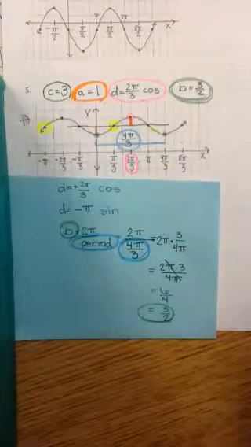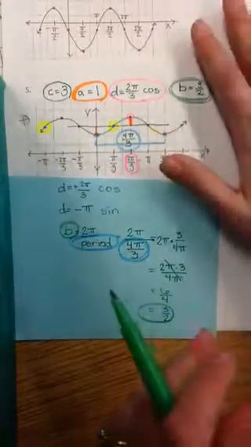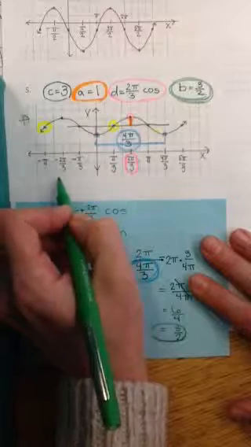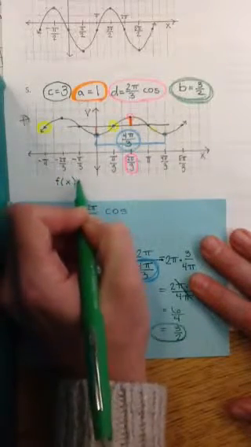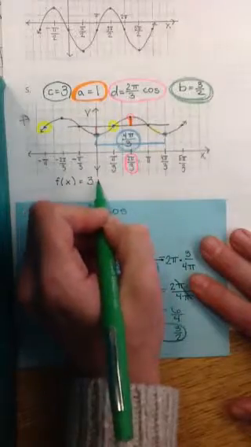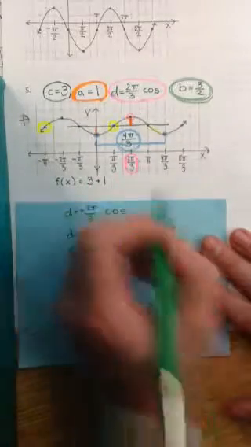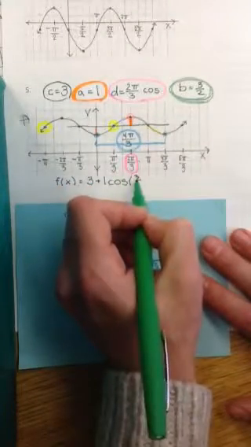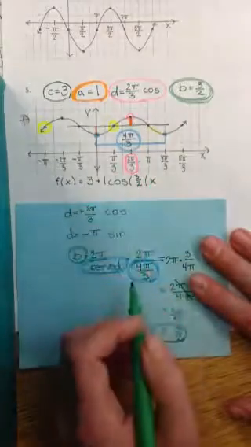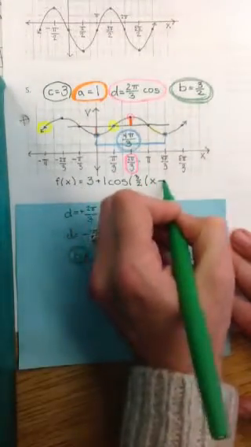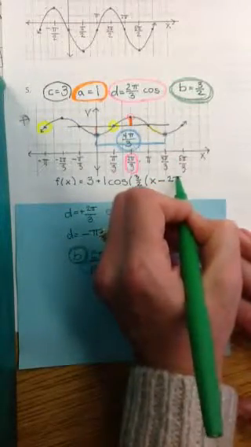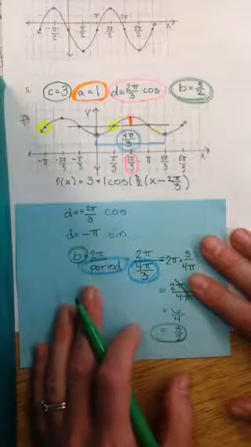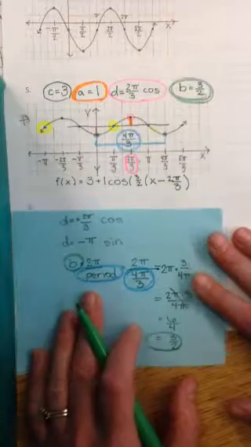Okay, so let's put that all together. My equation is, let's do f of x equals C plus A. I'm going to go with cosine, open up parentheses, my B, x, because we're in radians, minus 2 pi over 3. I don't need that 1 there, because 1 times anything is itself, so I could reduce that. I could simplify the equation and just leave it out.